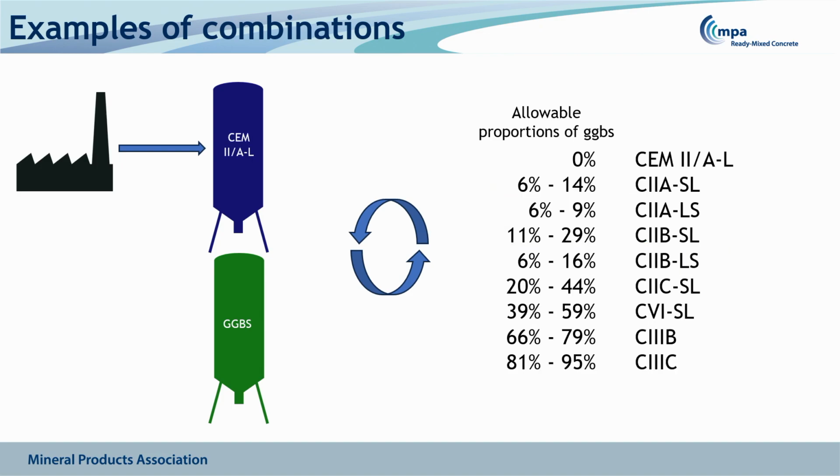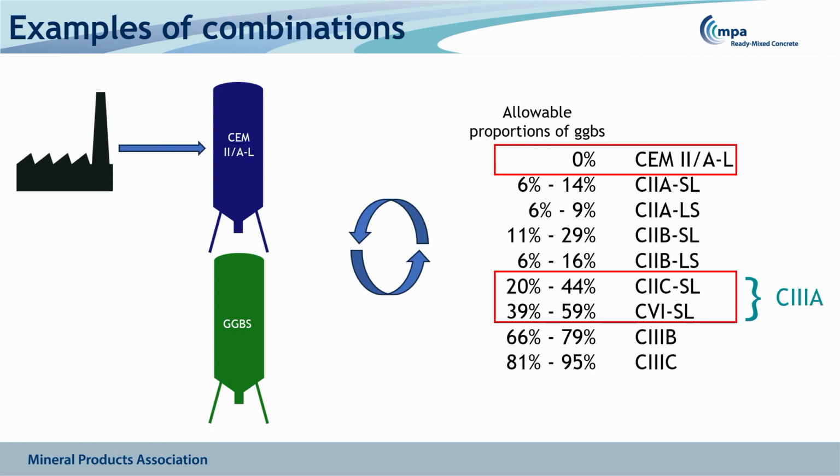Now, because of the new cement types allowed in the standard, if we purchase SEM2AL instead of Portland cement and combine that with GGBS at varying proportions, we can end up with these cement types. There's far more, with probably the common ones being SEM2AL, so Portland limestone cement, and C2CSL and C6SL being general replacements to C3A.